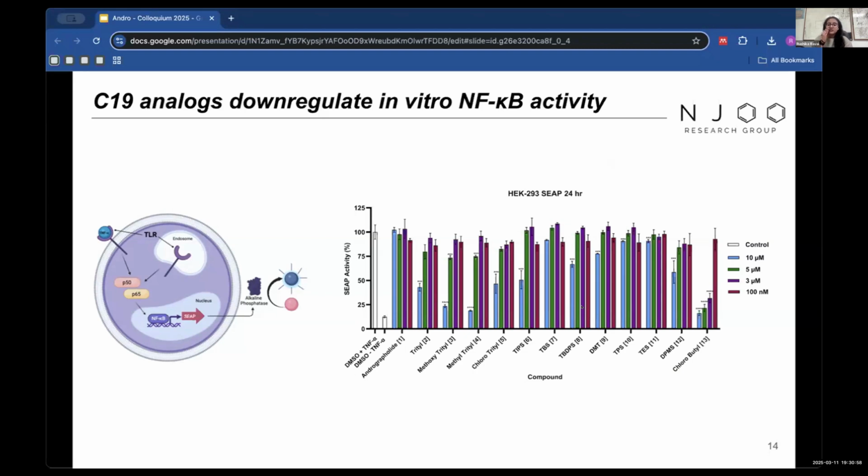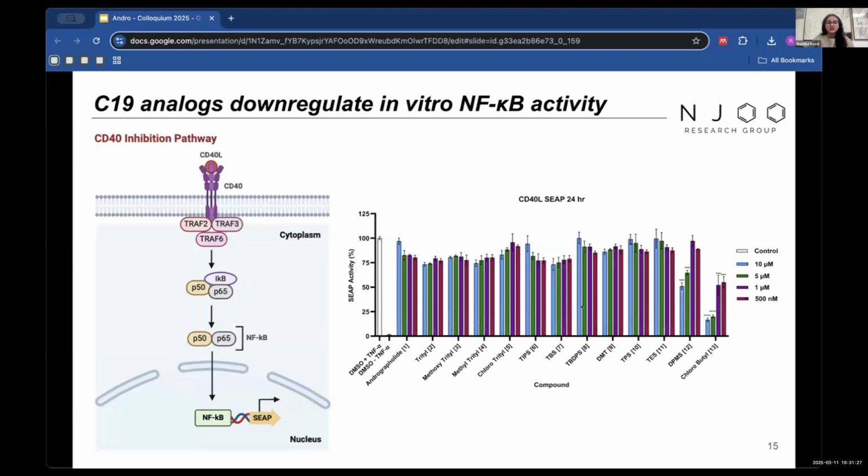And so notably from this assay, we could see that the trityl ether analogs reduced SEAP activity in a dose-dependent manner. Also, compound 13, the chlorobutyl, actually displayed the greatest dose-dependent decrease across all 4 concentrations. And also one thing to note is that there was no decrease in cell viability in these HEK293s at any of the concentrations.